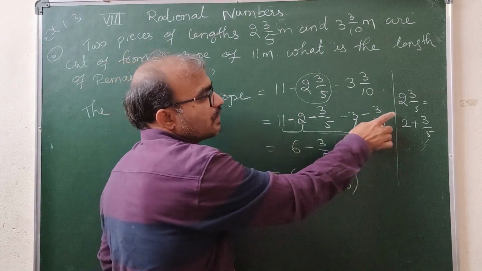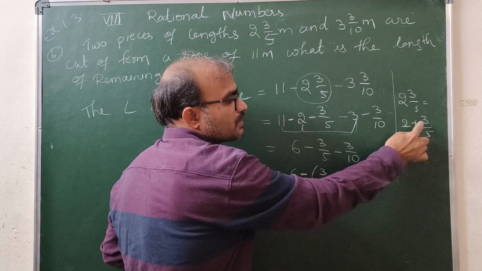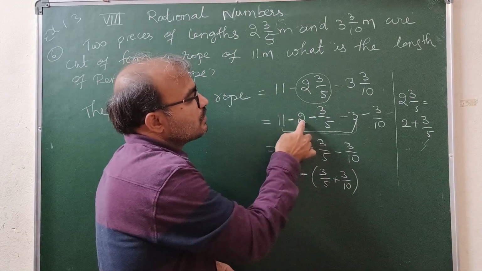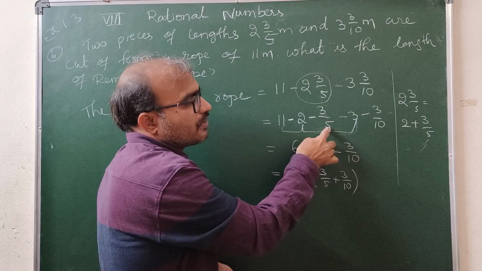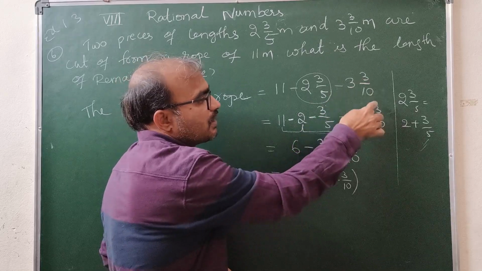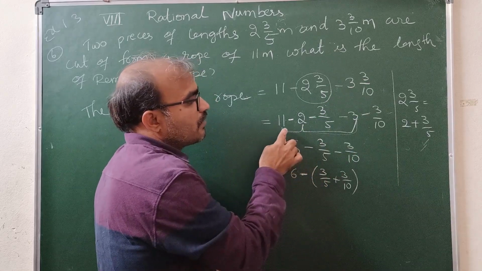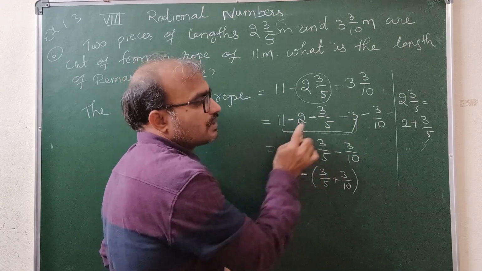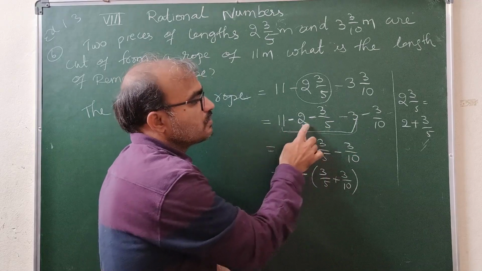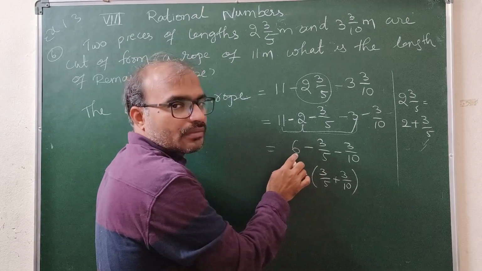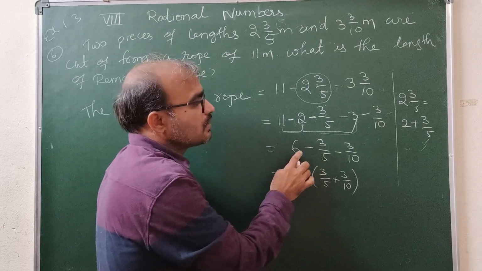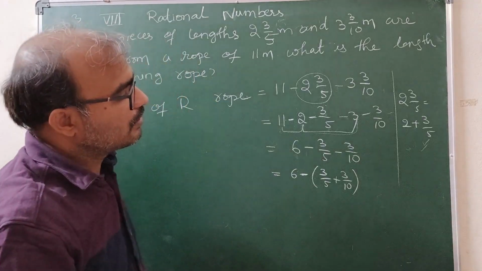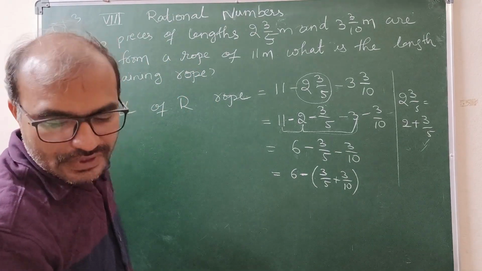We just now learned that 2 wholes 3/5 is 2 plus 3 by 5. That is why minus 2 minus 3 by 5. And again minus 3 minus 3 by 10. Now I have simplified the wholes: 11 minus 2 minus 3. From 11 wholes, 2 wholes and 3 wholes are removed, so we will remain with 6 wholes. So minus 3 by 5 minus 3 by 10. Right? So we got stuck here.